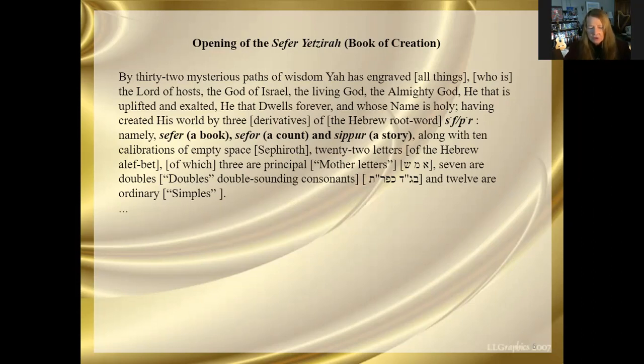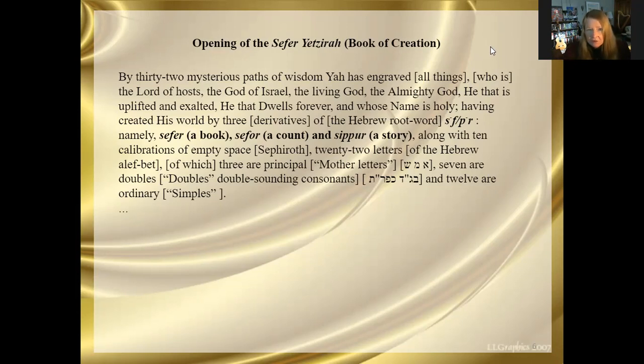Having created his world by three derivatives of what is a Hebrew root word, Samekh, Pei, Resh, namely Sefer, Sephor, and Sippur. So depending on the metathesis of sounds you put in, this can mean a book, account, or a story. And in fact, the book is a story and account. You also may think of a fortuitous parallel in the Timaeus of Plato, where Timaeus is saying that his Pythagorean cosmogenesis there is a story, and he tells you that story.